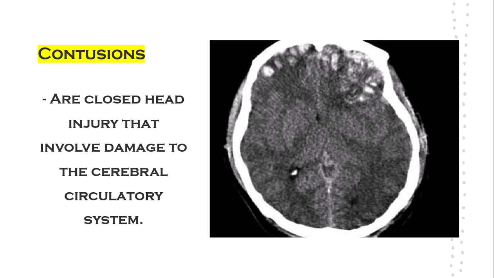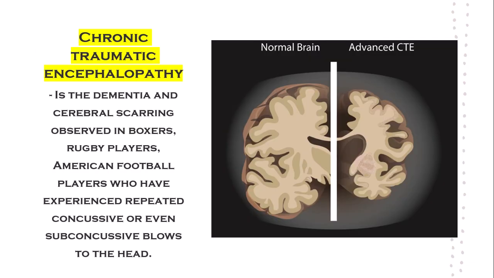So let's talk about contusions. These are closed head injuries that involve damage to the cerebral circulatory system. Such damage produces internal hemorrhaging, which results in a hematoma. A hematoma is a localized collection of clotted blood in an organ or tissue, or in other words, a bruise. That is contusions.